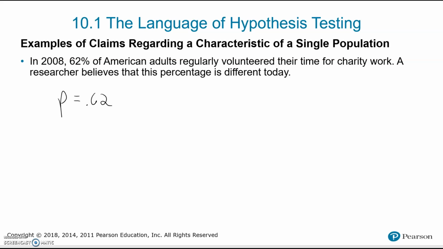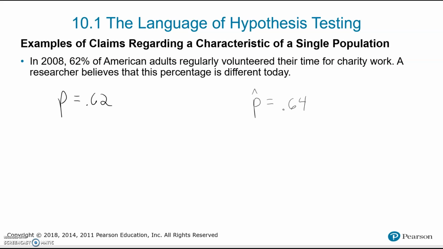And then we're going to do some statistics. We won't actually do the sampling. We'll be given some sample statistics, and we'll get something different probably, right? Like let's say we sampled 100 people, and we found that 64% of them now volunteer. So the question is, is this change significant? Did the percentage of Americans really go up?